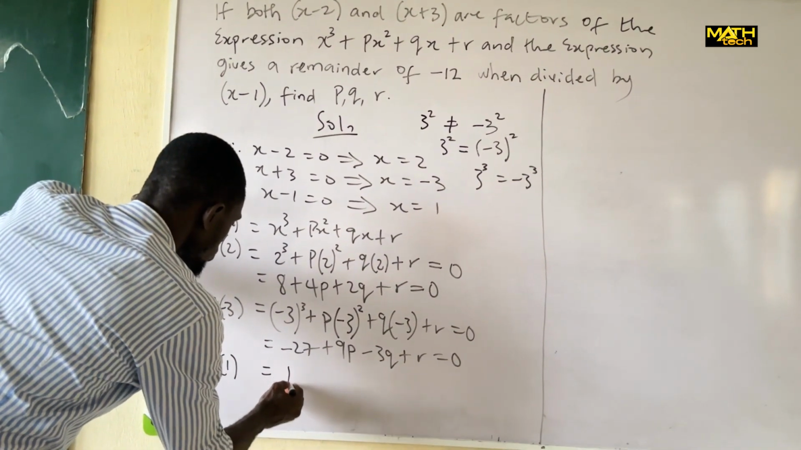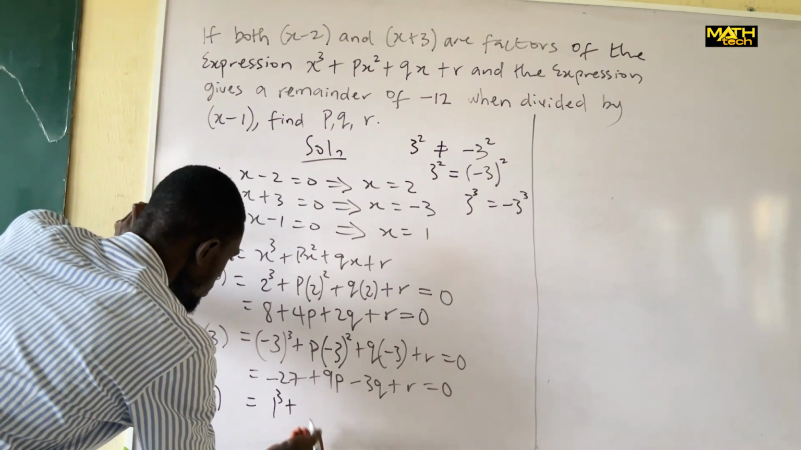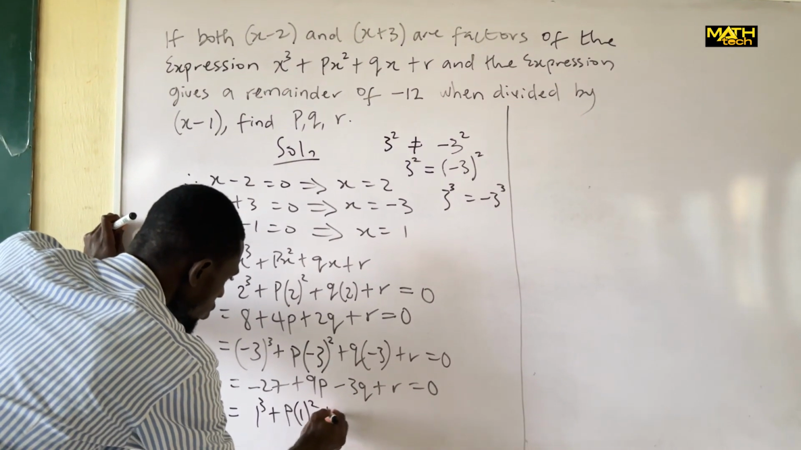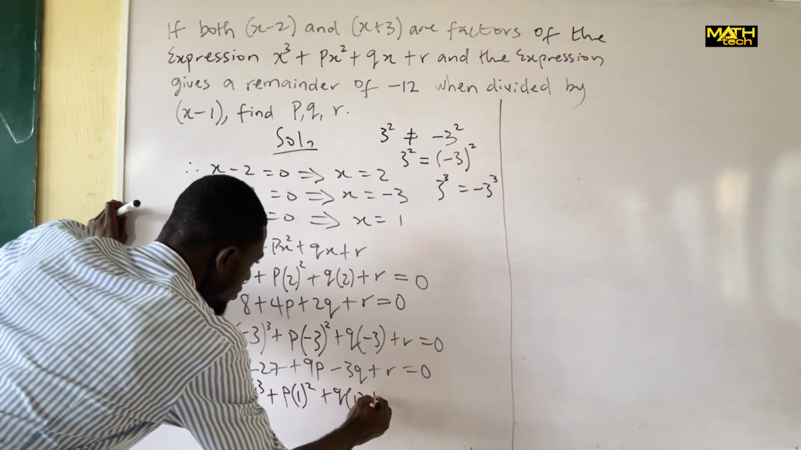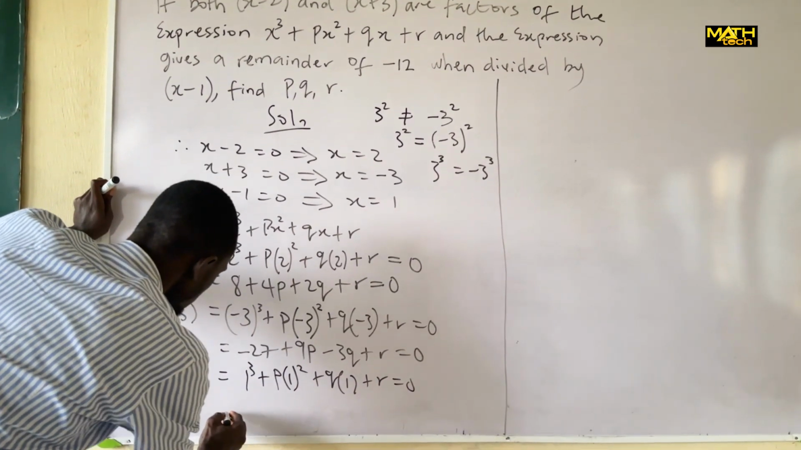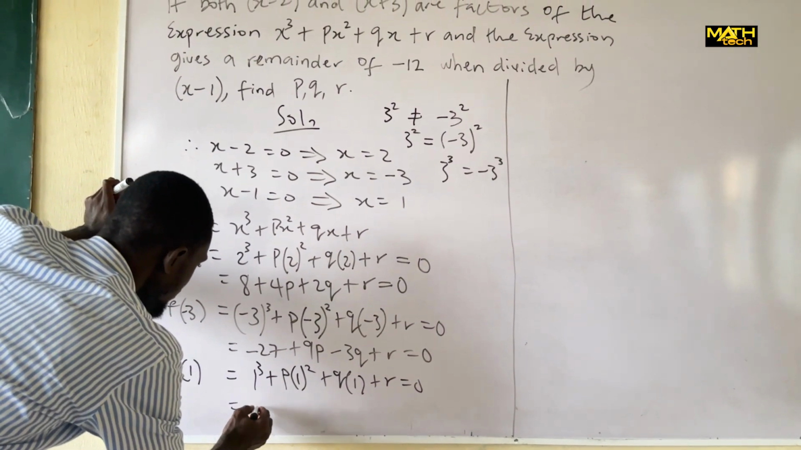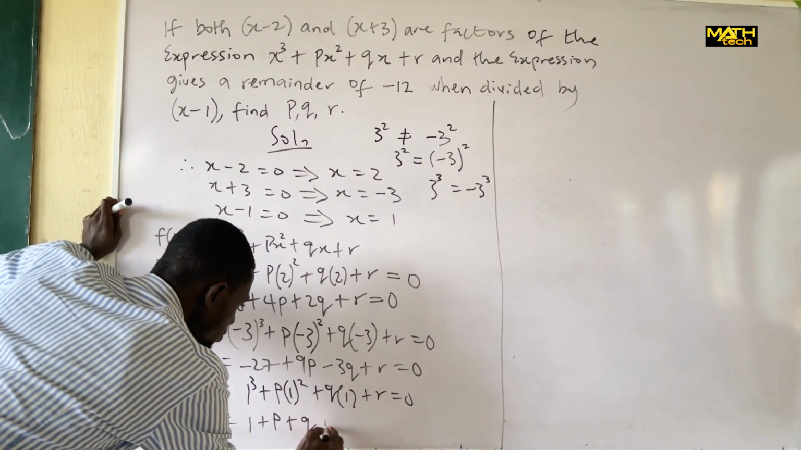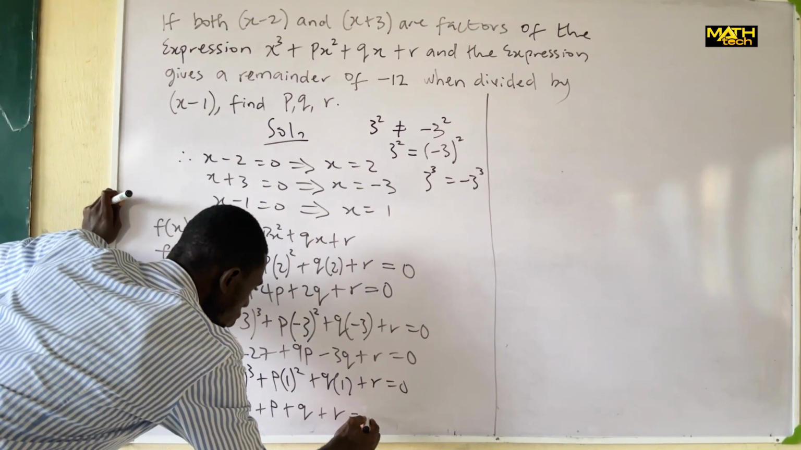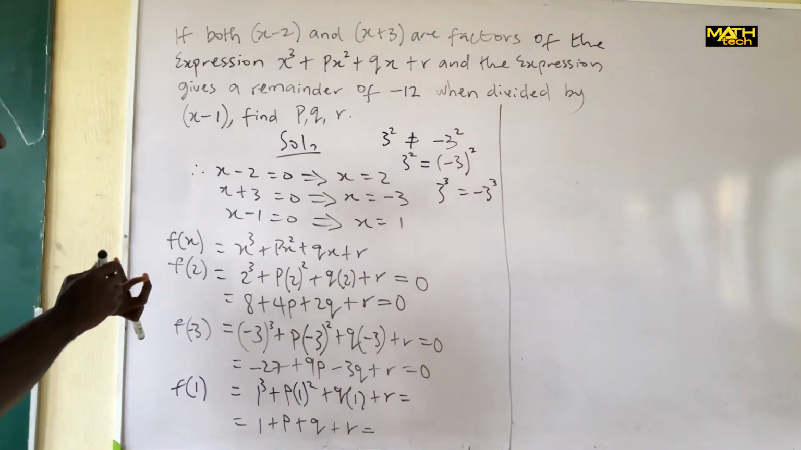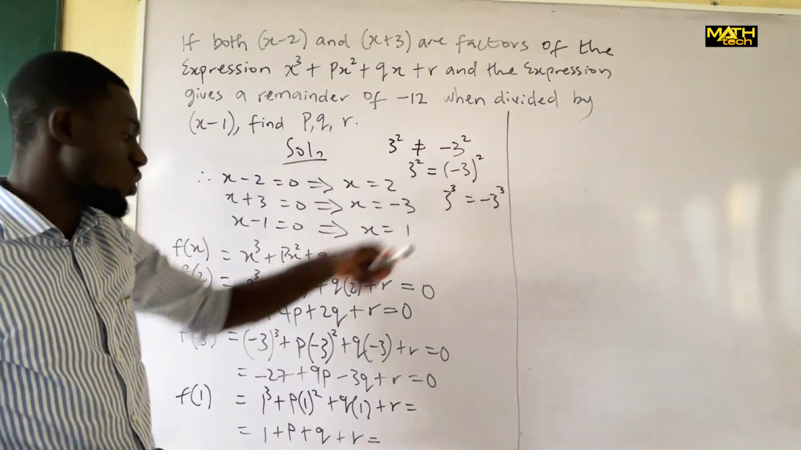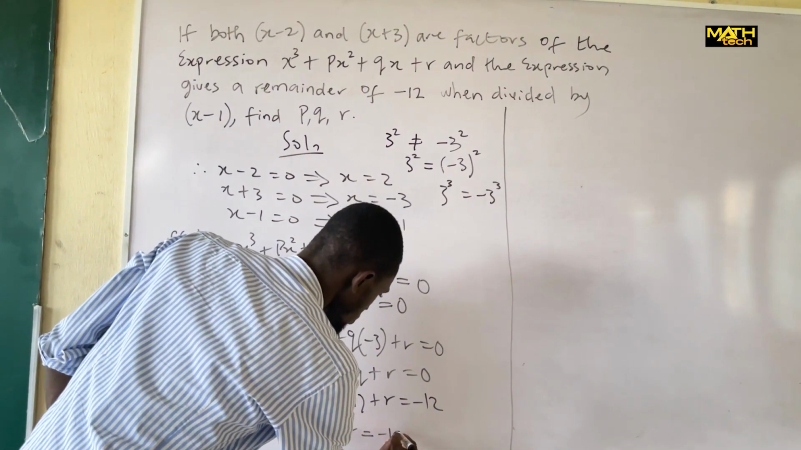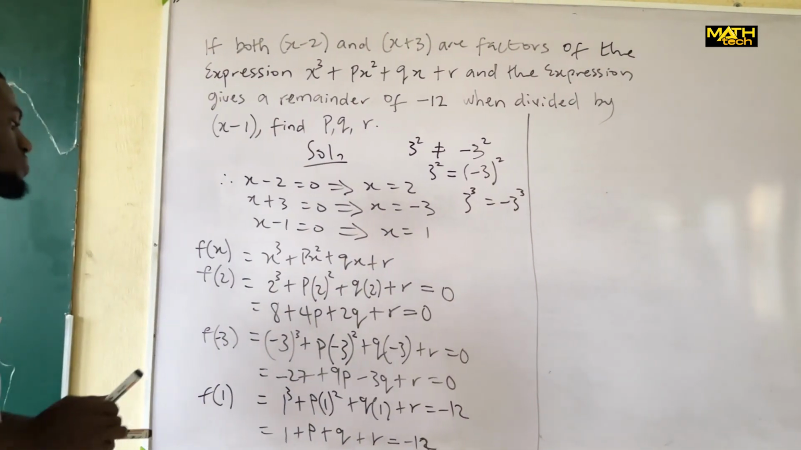will have it to be what? 1 cubed plus p into 1 square plus q into 1 plus r equal to 0. And here we'll be having 1 plus p plus q plus r equal to what? So this is not equal to 0. Don't forget that the remainder will be what? Minus 12. So not equal to 0. Put here minus 12.